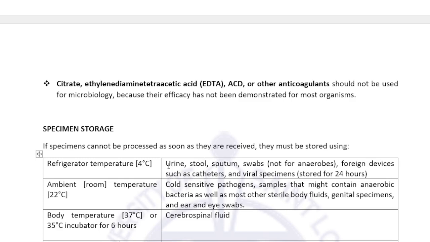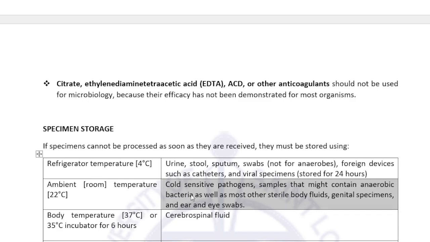Kapag mga ref temp, these are the following samples that can be stored in the ref: urine, stool, sputum, swab. Okay? Pag mga anaerobes, hindi dapat refrigerator. Okay? So, or not for swabs. Foreign devices, mga catheters and viral specimen up to 24 hours. Pag room temp naman, okay, samples that may contain anaerobic bacteria.